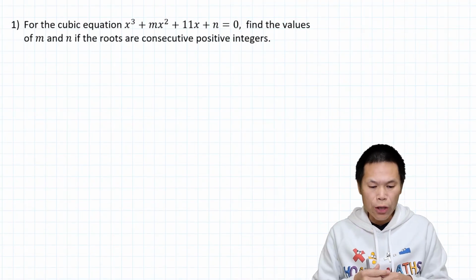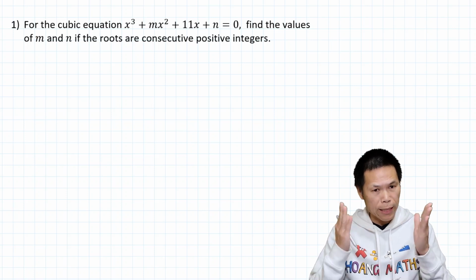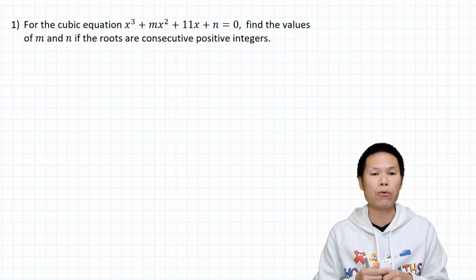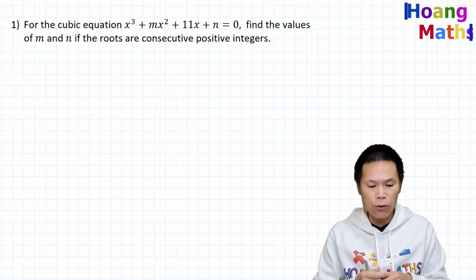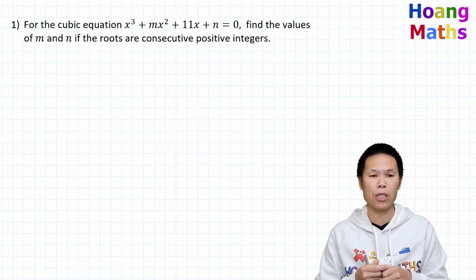First one. For the cubic equation, x to the power 3 plus mx squared plus 11x plus n equals 0, find the values of m and n if the roots are consecutive positive integers.